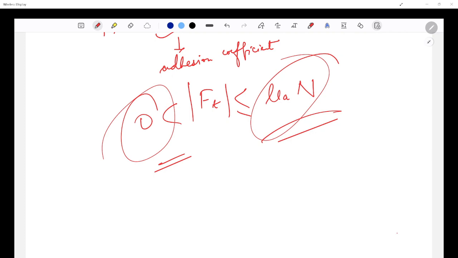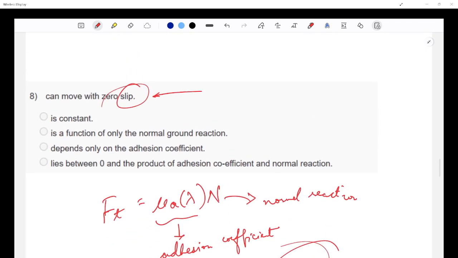So let's look at the options. It lies in between 0 and the product of adhesion coefficient and normal reaction. This is true. This exactly matches the friction limit. It comes from the Coulomb friction model. The first option is that it is constant. It is false, because Ft depends on lambda and surface condition. So it is not constant definitely.